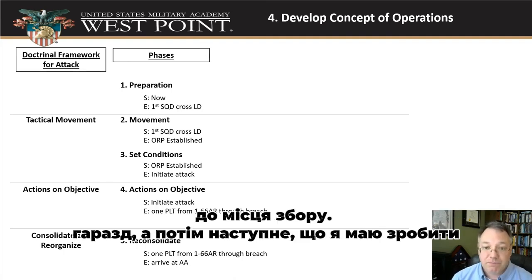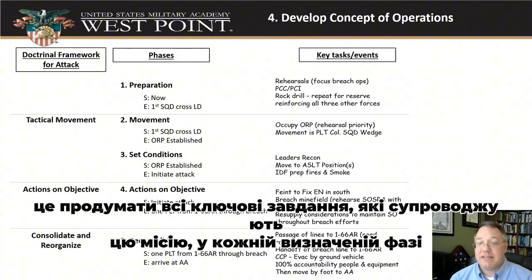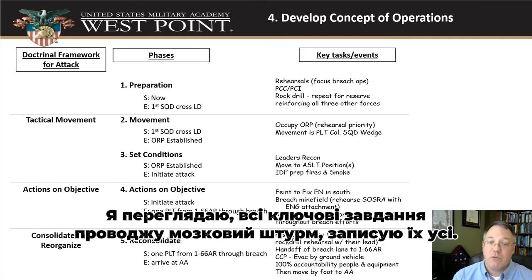All right. And then the next thing I have to do is think about all the key tasks that go along with this. So I've got each of my phases defined. I go through and say, what are all the key tasks that happen? I just brainstorm that, jot them all down.